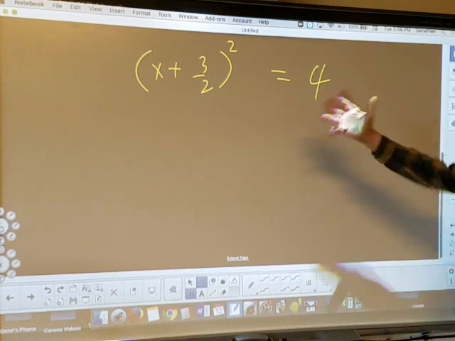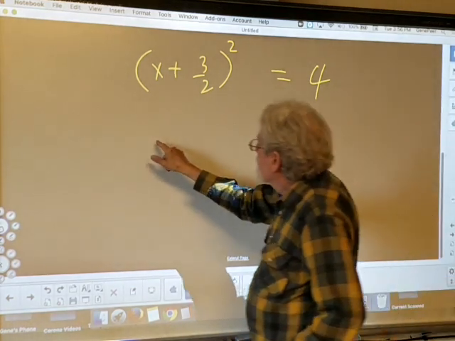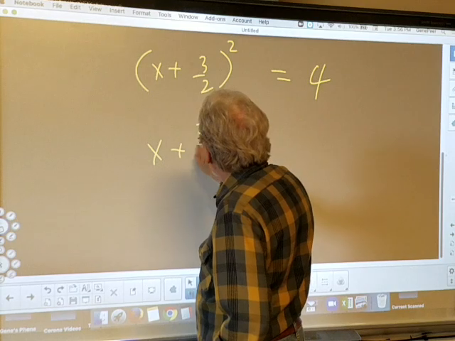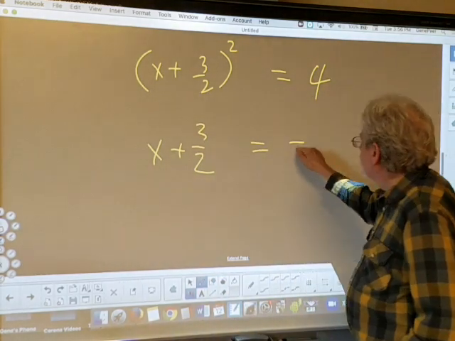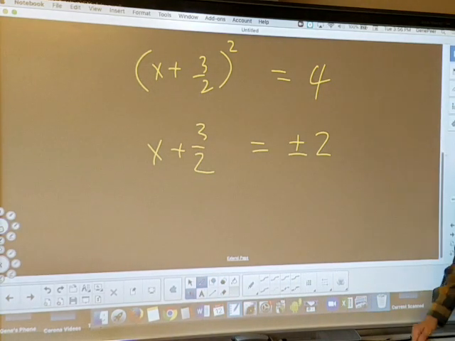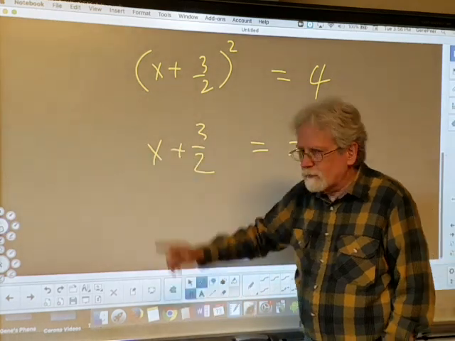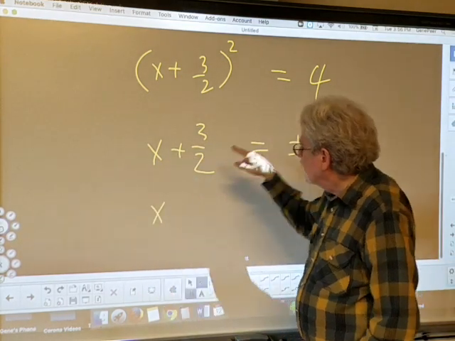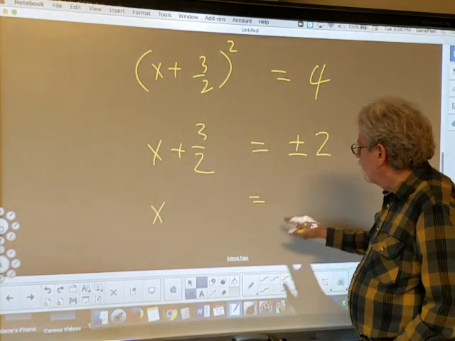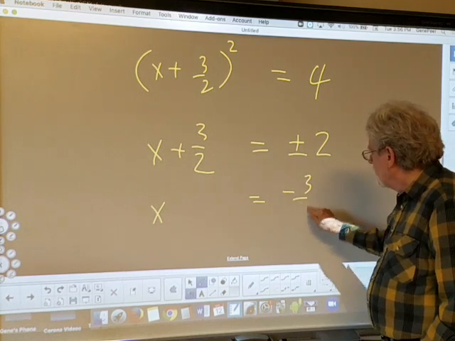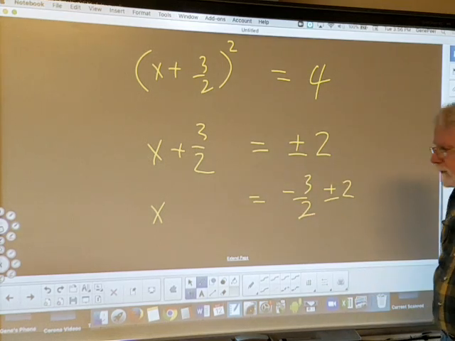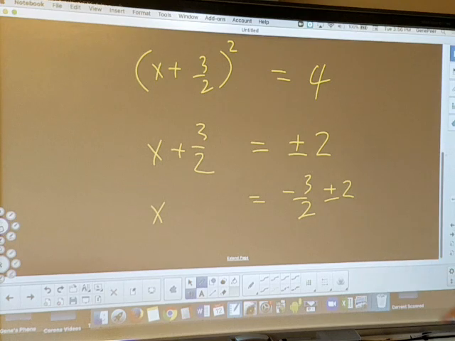We take the square root of both sides. X plus 3/2 is what? Plus or minus 2. Plus or minus the square root of 4. Plus or minus 2. And we haven't quite gotten x by itself yet. So now we still have to get rid of that 3/2. So we will subtract 3/2 from both sides.